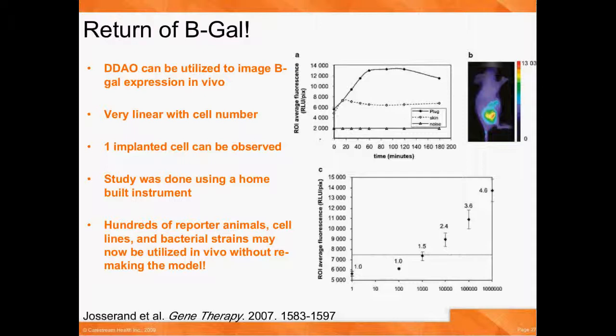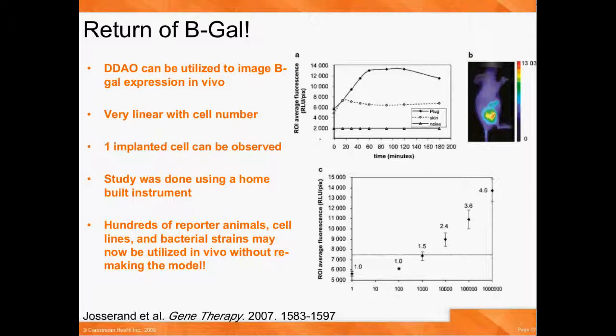Another very exciting recent discovery is what I like to call the rediscovery or return of beta-galactosidase as an in vivo reporter. Many mice and cell lines have been created for studying gene expression or cell localization by conventional optical microscopy because beta-gal converts many substrates into a blue product that can be observed by optical microscopy. Obviously, this isn't of great use in a live animal.